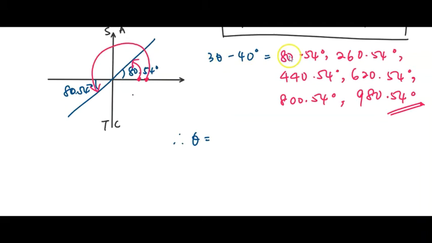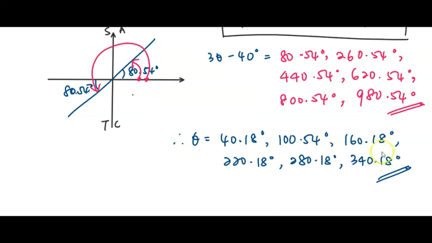Now we need to get the theta. So to get the theta, I'm going to take all the angles here, add 40 degree, divided by 3 to get the theta. Taking 80.54 plus 40 divided by 3, I got 40.18. So similar to the other angles, I will do the same to get the final answer. Here we have 6 answers for the theta.